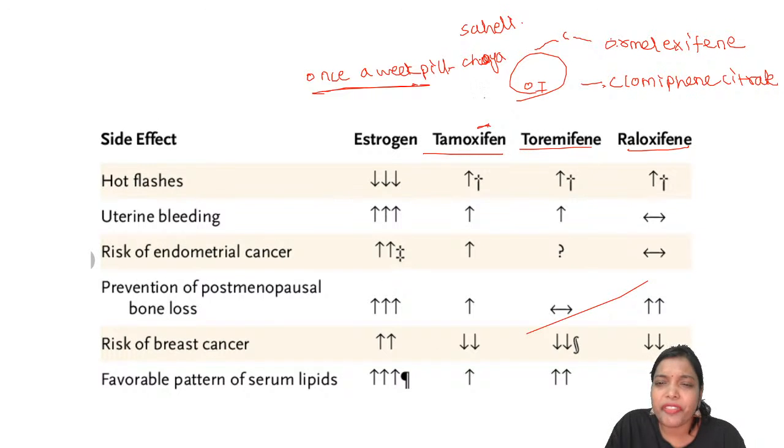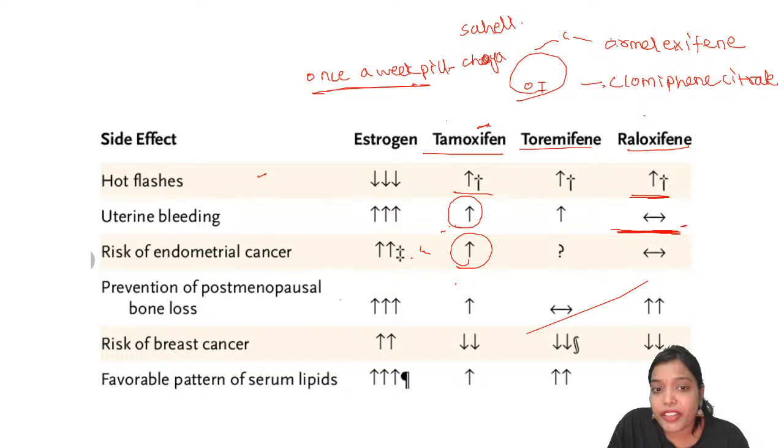Now toremifene we don't use much. Tamoxifen and raloxifene, let's see the differences. Tamoxifen and raloxifene both have the risk of hot flushes. Tamoxifen is agonist to uterus. So tamoxifen has a side effect of endometrial carcinoma, but raloxifene has no effect on the uterus, it is antagonist on the uterus. So tamoxifen increases the risk of endometrial cancer.